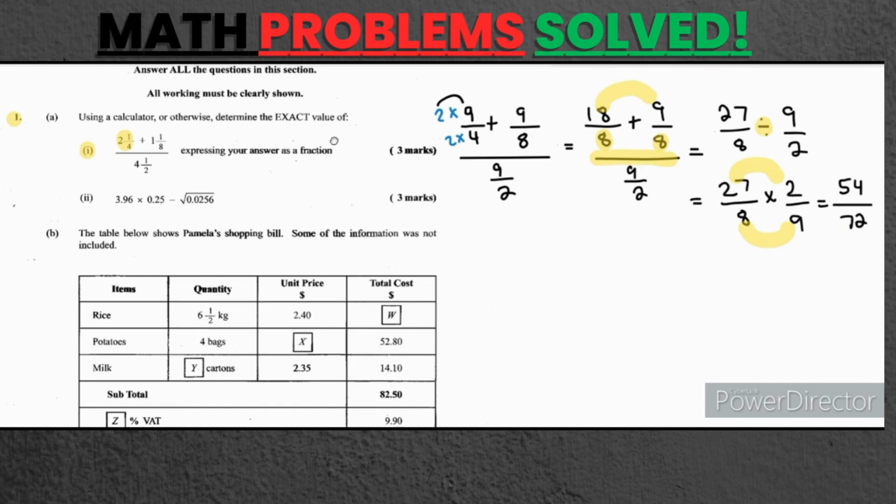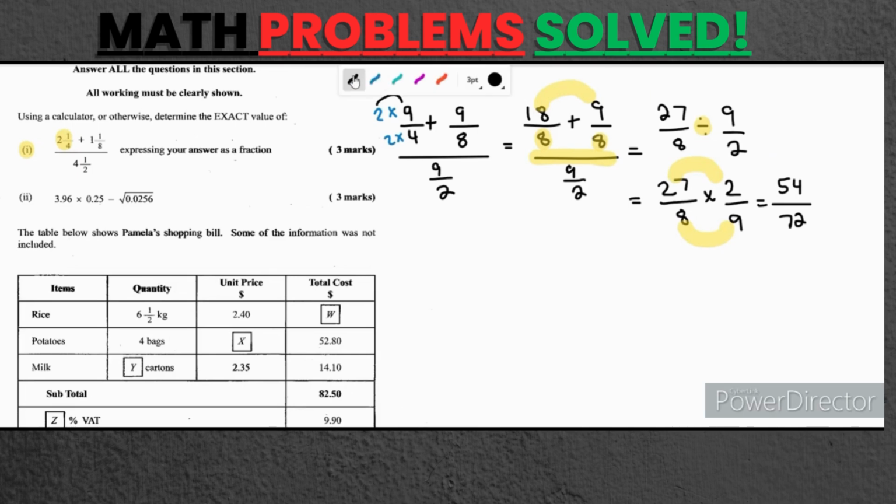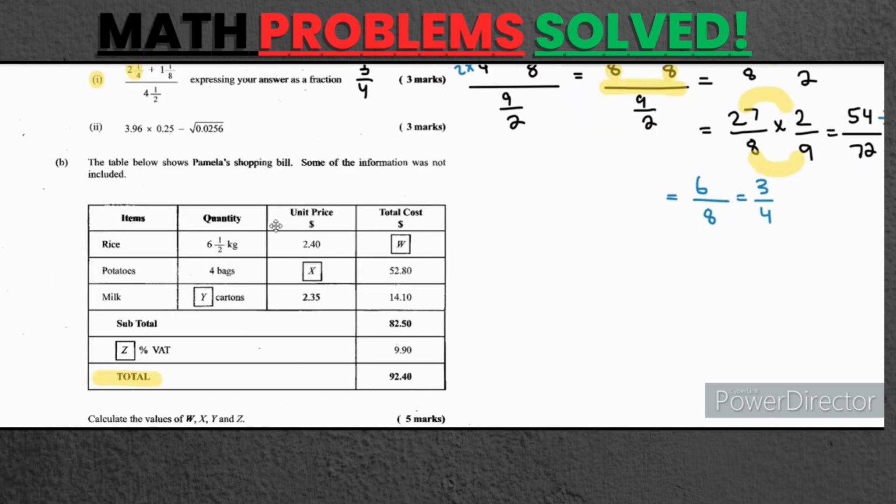So this is not in the simplified form. What will you do? You will divide both of them by 9. So you know 54 divided by 9 is what? 6, right? And 72 divided by 9 is 8. And you can also simplify it more, dividing both of them by 2. 2 times 3 is 6 and 2 times 4 is 8. So the simplified form of this fraction is just 3 over 4, right? And that's our answer. Let's see the next question.